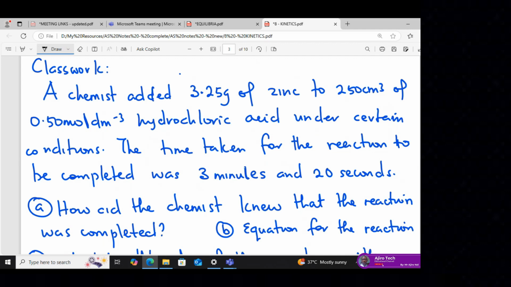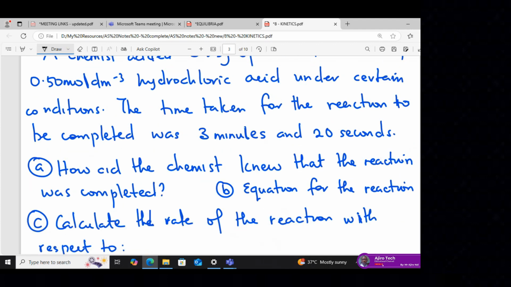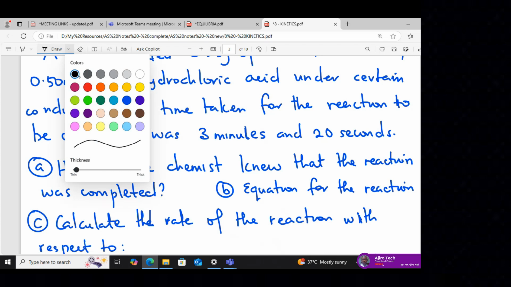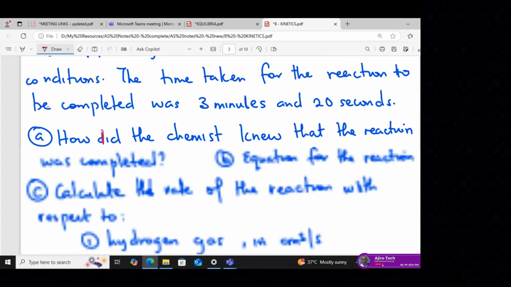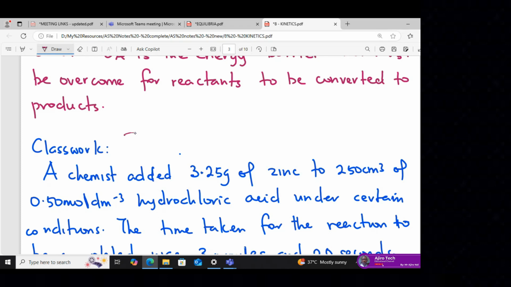A chemist added 3.25 grams of zinc to 250 cubic centimeters of 0.5 mole per dm cubed hydrochloric acid under certain conditions. The time taken for the reaction to be completed was 3 minutes and 20 seconds. How did the chemist know that the reaction was completed? Go and see the equation. What's the equation? There is zinc and HCl. Zinc plus HCl gives zinc chloride plus H2 gas.